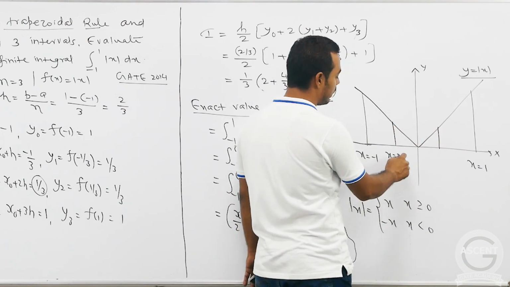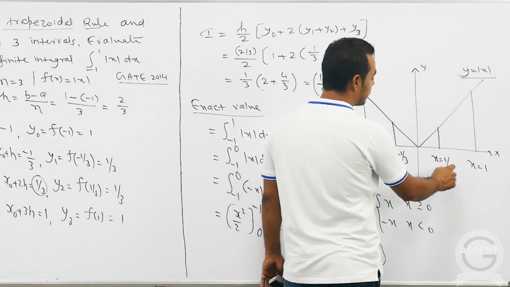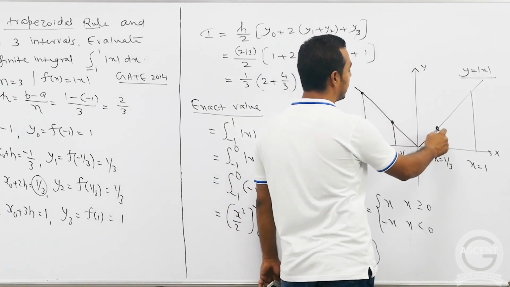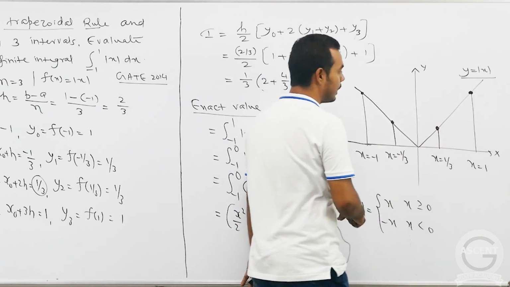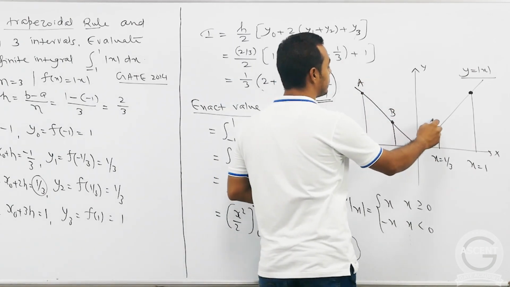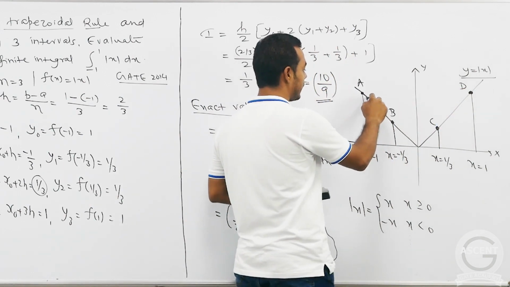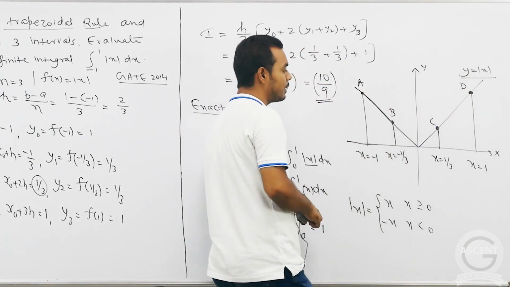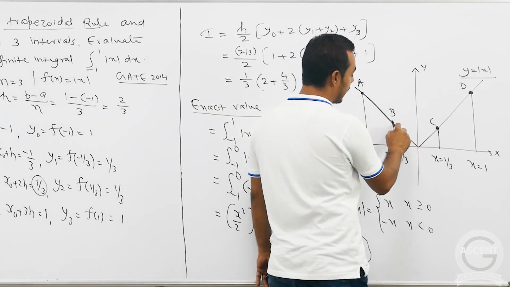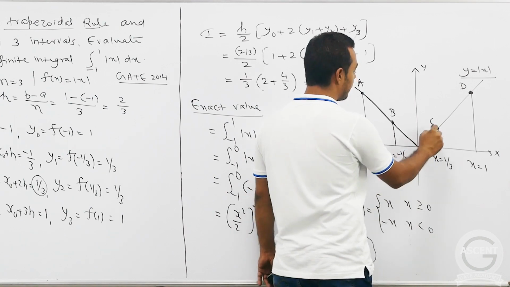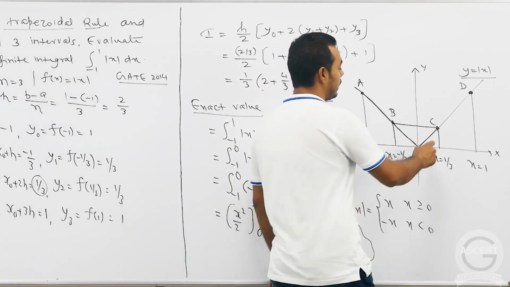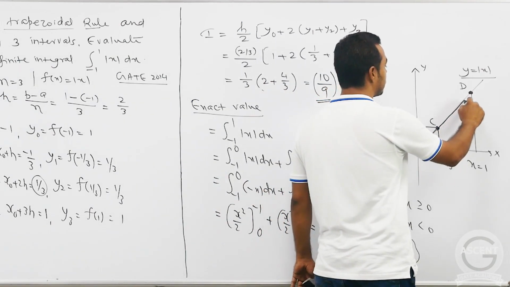Here the value of x will be minus 1 by 3. Here the value of x will be 1 by 3. Now in trapezoidal rule, we join these points by a straight line, and then we evaluate the area under that straight line. So let me call these points A, B, C and D. Between A and B, the actual curve and the approximated straight line are the same. But between B and C, what is happening? The actual curve is these lines, okay, and we are approximating the curve by a straight line between B and C. And similarly between C and D also, we are getting the same straight line.